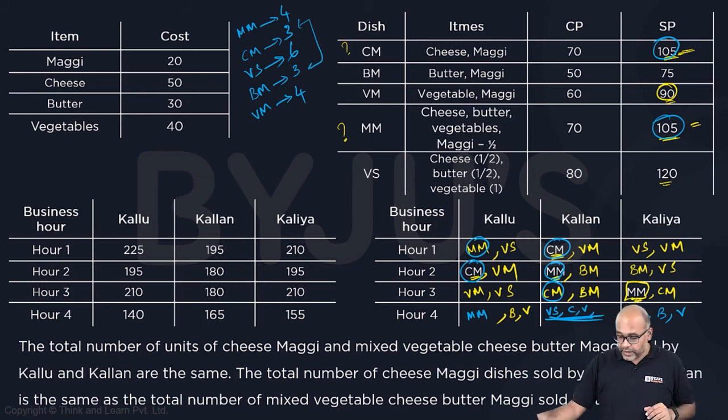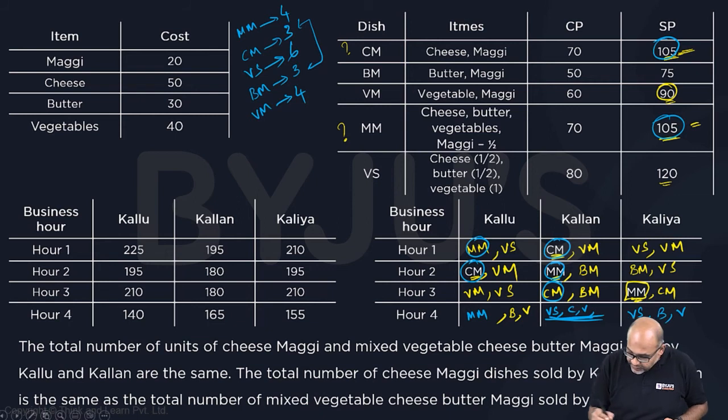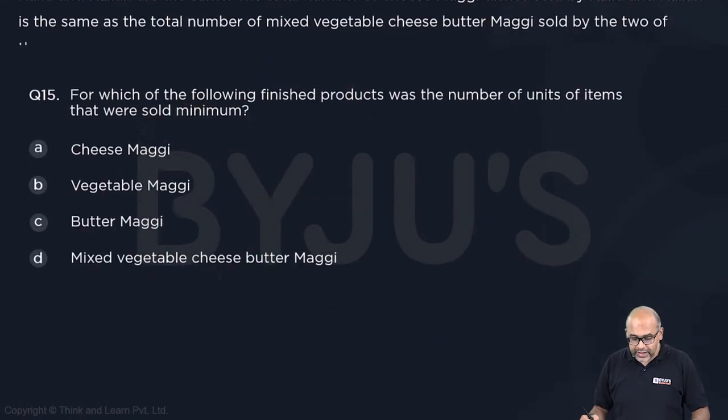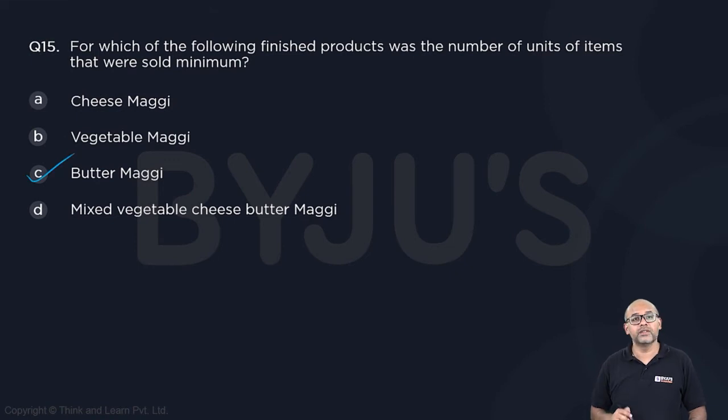Let's see. If you're looking at the counting part for CM, actually that's the error in CM. You can see, I'll just change the color so that you can follow this. CM is once here, CM second time is here, CM third time is here, CM fourth time. So CM is actually coming 4 times, not 3 times. So that's the error. So the correct answer here should be Butter Maggie, option C.